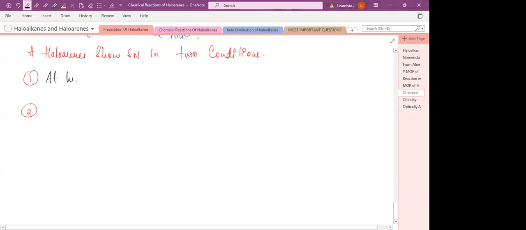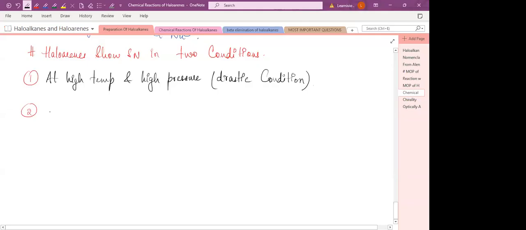First condition: at high temperature and high pressure. Okay, means at drastic conditions. At drastic conditions only, the nucleophilic substitution reaction of haloarene is possible.